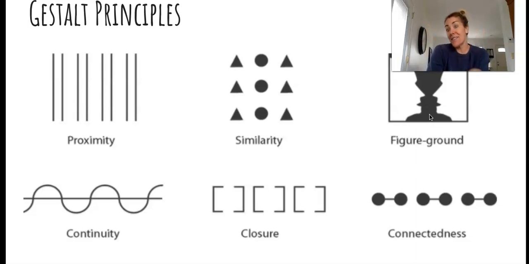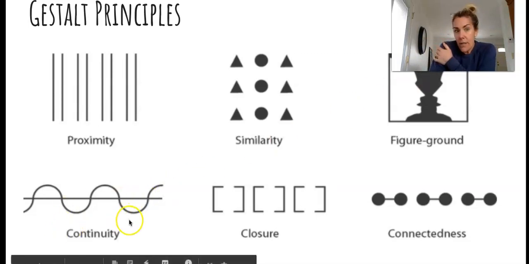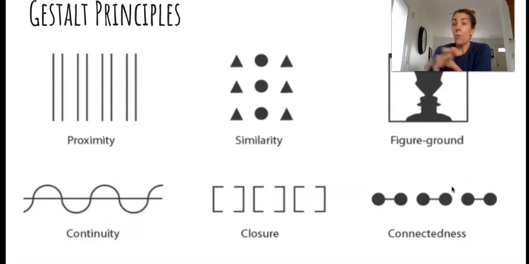So here, is it the candle or the vase you're seeing, is that your figure, and the faces are in the ground, the background? Or is it that the faces are your figure and the vase is in the background? It's just the way that your brain processes that information. It's nice to know continuity, closure, connectedness. Those are ways the Gestalt principles group the way that we process that information.